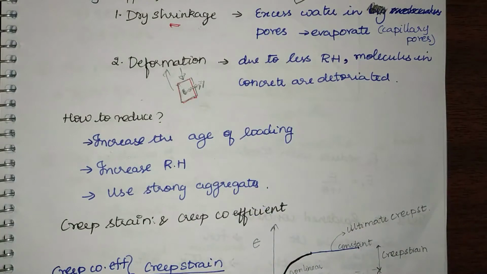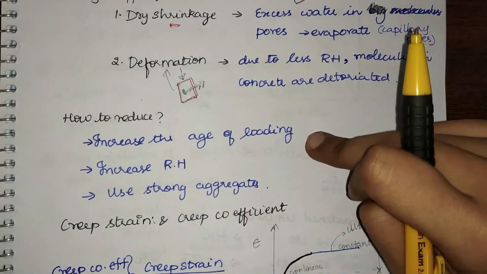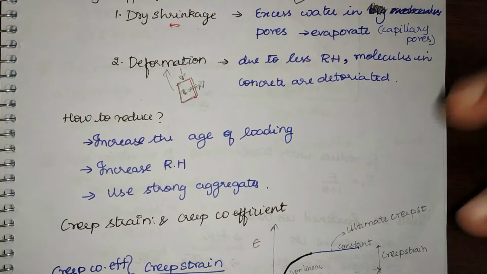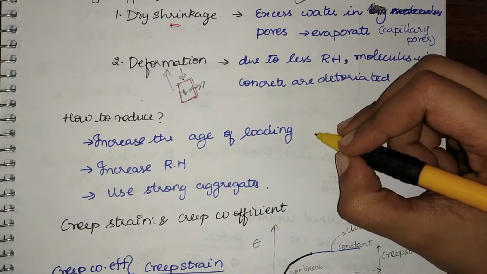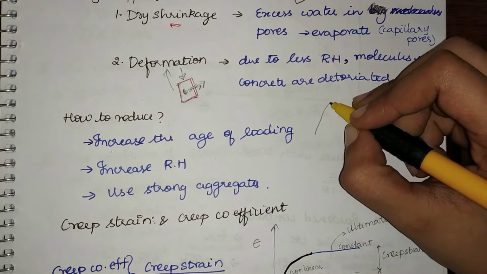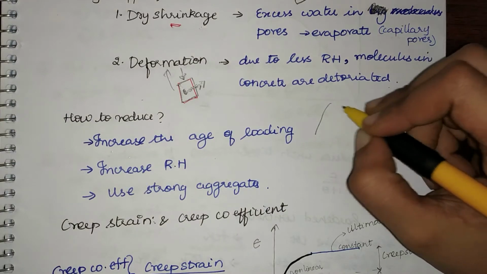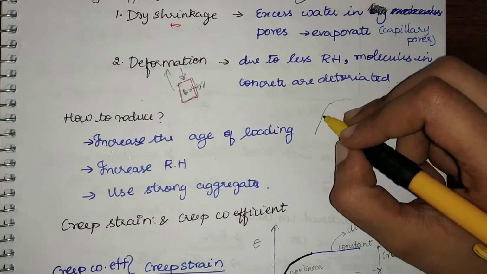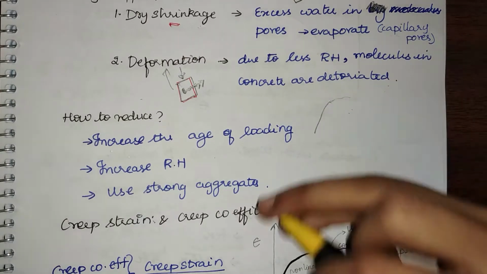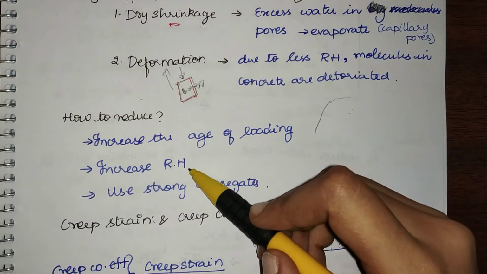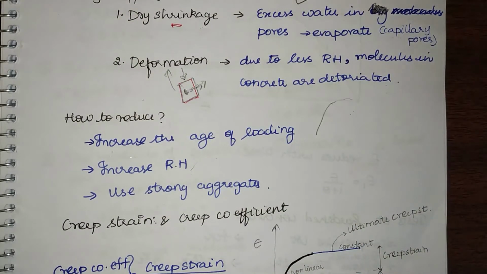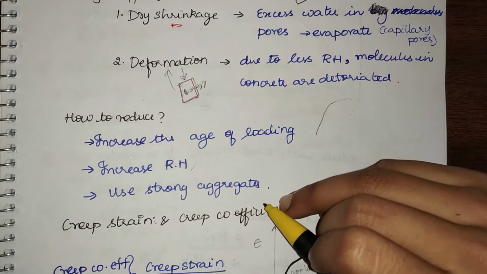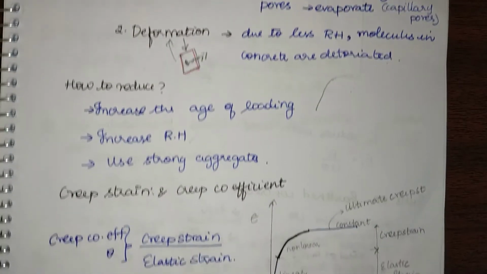Creep can be reduced significantly if we increase the age of loading. As we know, concrete attains its strength throughout its lifetime. Although it attains its strength exponentially at first, after that the gain in strength does not stop. It keeps on increasing. So the later we load the structure, the lesser will be the creep. Next, if we increase relative humidity, this makes sense because it will reduce both drying shrinkage and deformation. Next is the use of strong aggregates instead of synthetic aggregates.